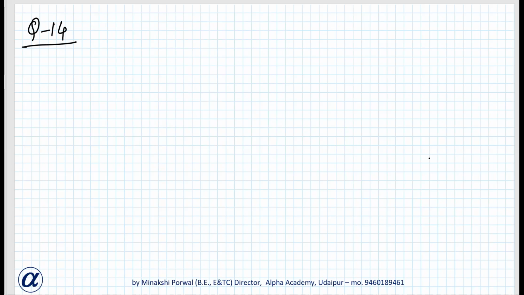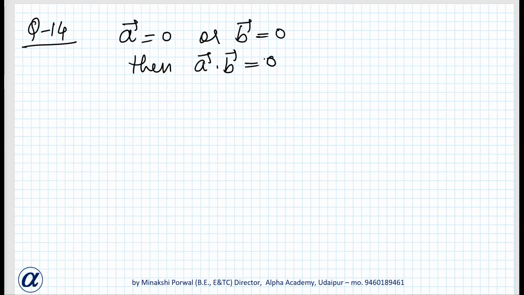If either vector A is 0 or B is 0, then A dot B is 0. It is given, but the converse need not be true. Justify your answer. If A is 0 or B is 0, then A dot B will be 0. But if A dot B is 0, is it necessary that A and B will be 0? No, ma'am. Cos can be 90.